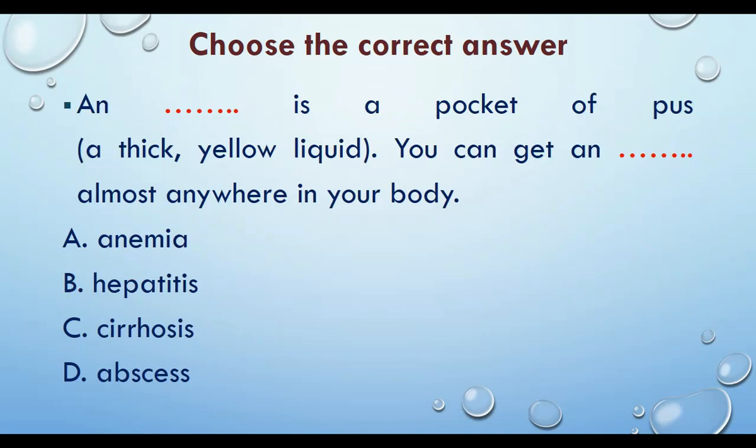An abscess is a pocket of pus, a thick, yellow liquid. You can get an abscess almost anywhere in your body.